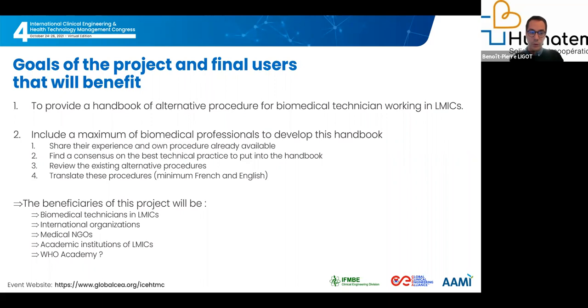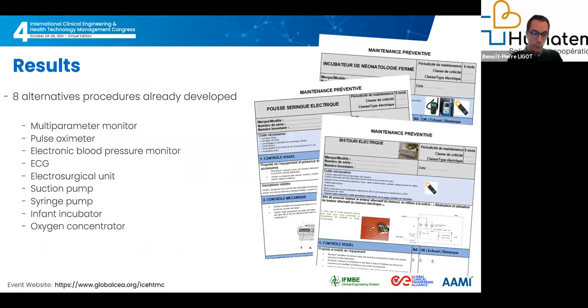The beneficiaries of this project will be mainly biomedical technicians of low and middle income countries, international organizations involved in biomedical cooperation, medical NGOs that have started to work on biomedical topics, academic institutions of low and middle income countries, and possibly WHO Academy. At the moment, the handbook is still in the process of development. As of today, 8 alternative testing procedures have been developed for the following devices: multiparametric monitors, pulse oximeter, electronic blood pressure monitors, ECG, electrosurgical unit, suction pump, syringe pump, infant incubator, and oxygen concentrator.